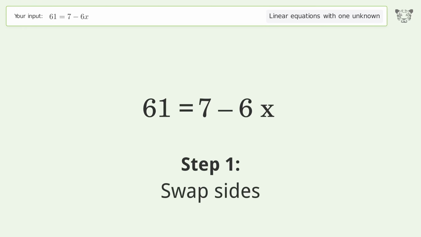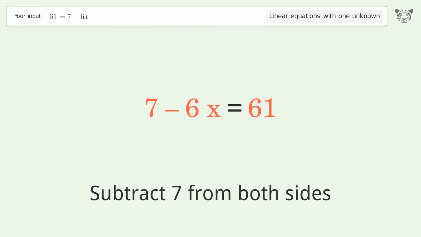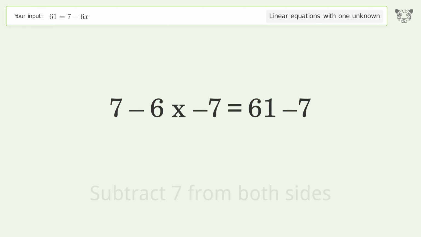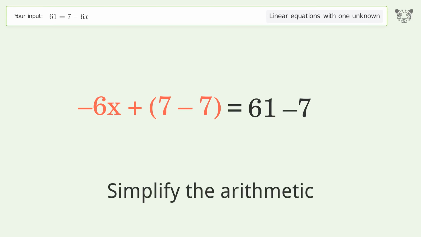Swap sides. Group all constants on the right side of the equation. Subtract 7 from both sides. Group like terms. Simplify the arithmetic.